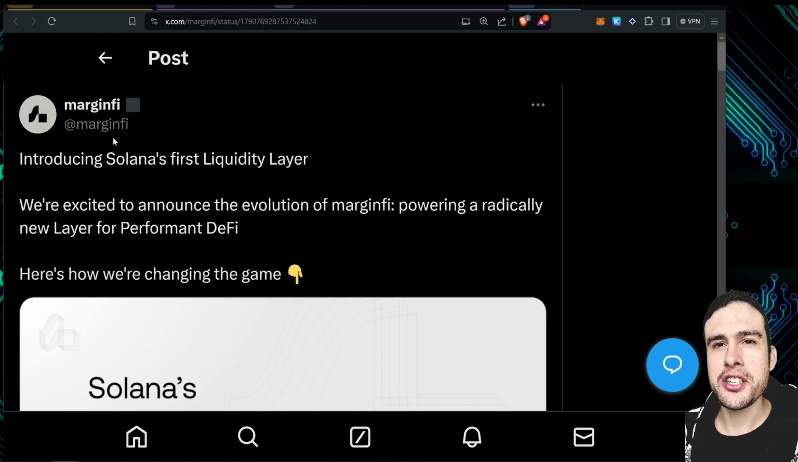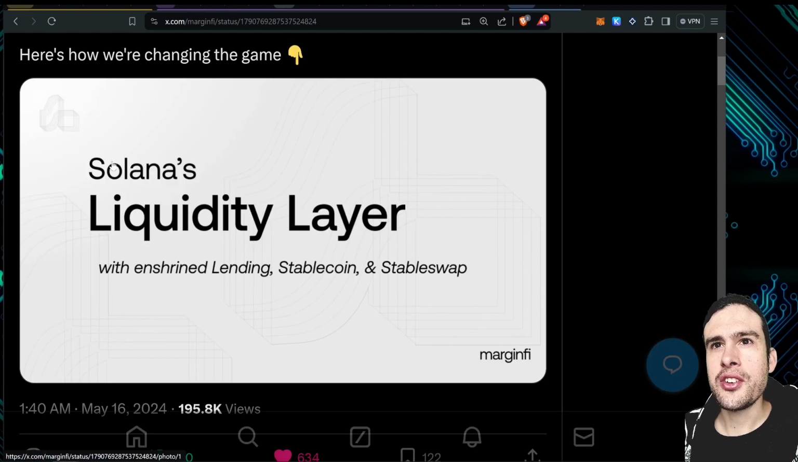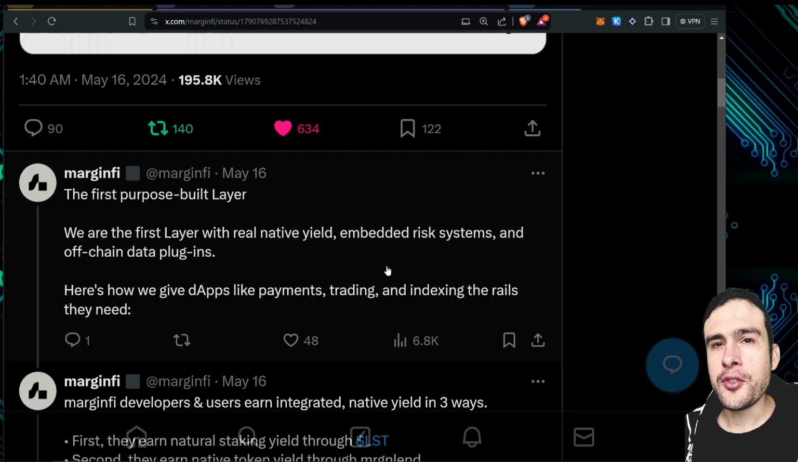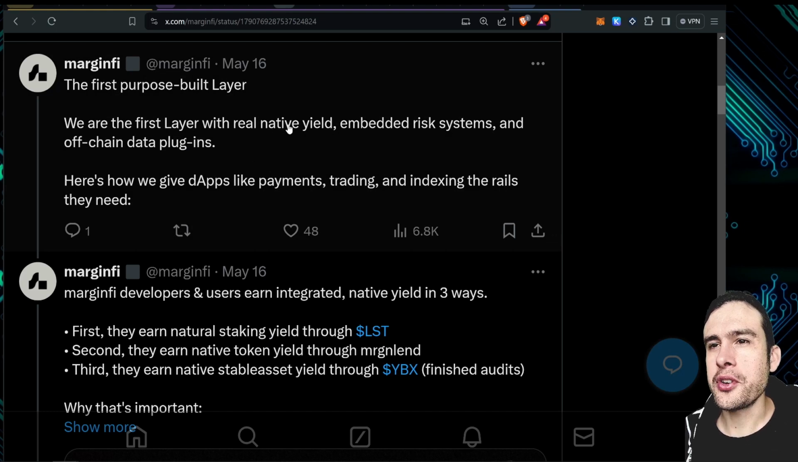And speaking of MarginFi, I saw a really cool post by them, and they want to introduce Solana's first liquidity layer. This is as opposed to an L2, a layer 2 scaling solution, doing things like liquidity layers, for example. And so, yeah, here's how it's changing the game, right? I've got a pretty extensive post here. If you want to go and check it out, I suppose. I'll just cover it a little bit because I don't want to drag the video out too long, but they are building the first layer with real native yield, embedded risk systems, and off-chain data plugins.